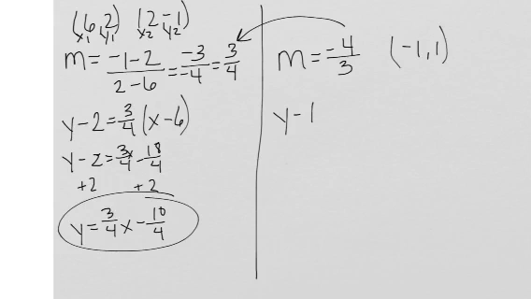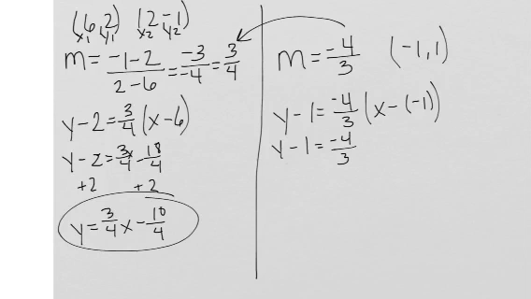y minus y1 equals the slope times x minus x1. Simplifying, y minus 1 equals negative 4/3 times the sum of x and 1.